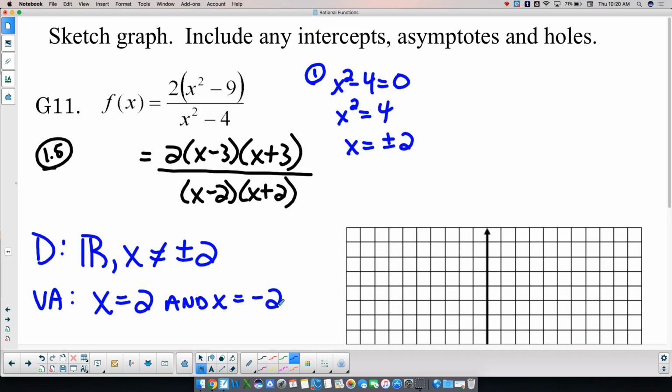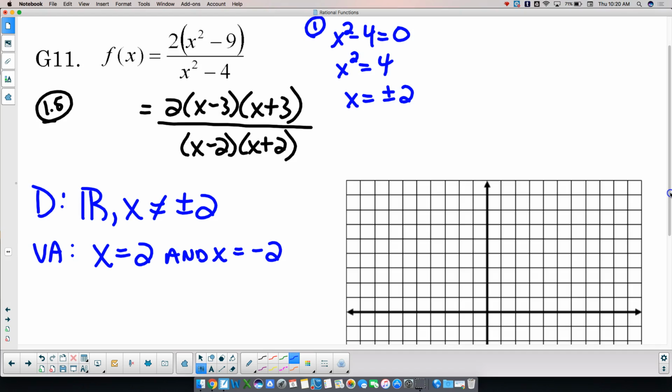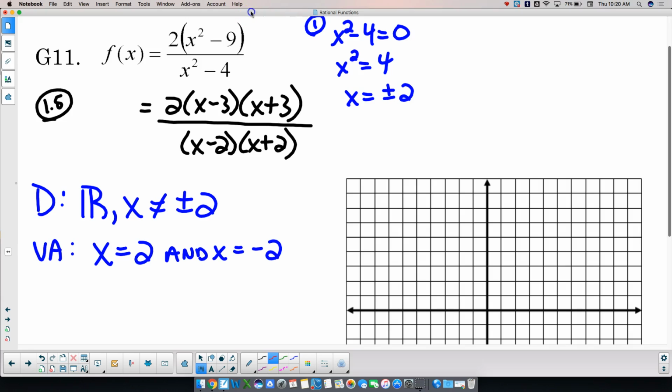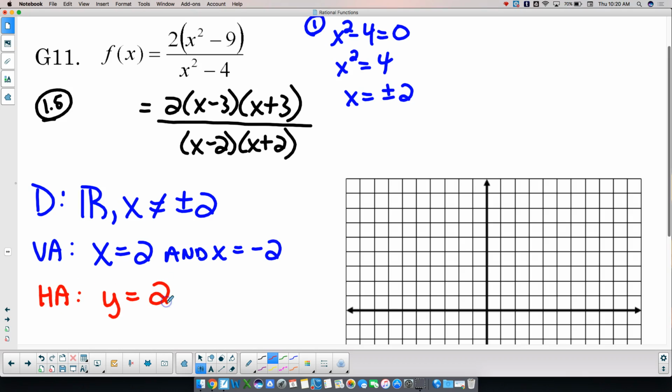Step number 2 says I need to find my horizontal asymptote. Degree of the numerator is 2. Degree of the denominator is 2. So those are the same, so I look at the lead coefficients. Lead coefficient of the numerator is 2. Lead coefficient of the denominator is 1. So my horizontal asymptote is y equals 2. Okay.